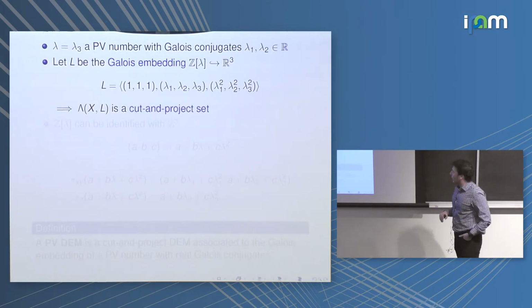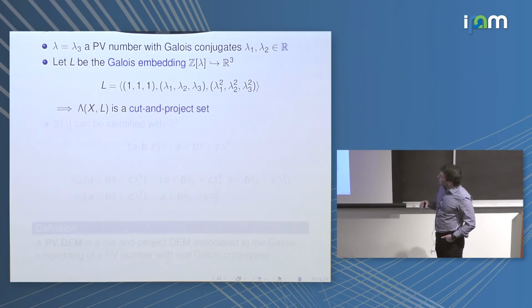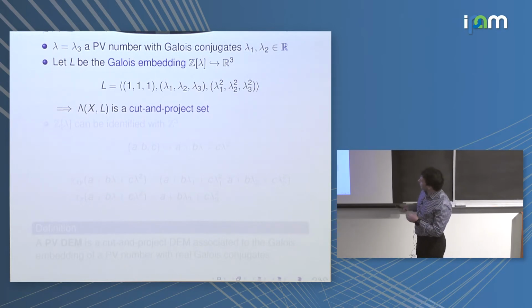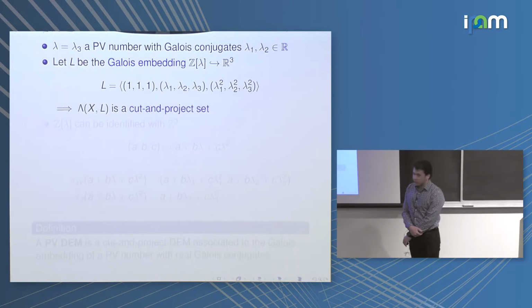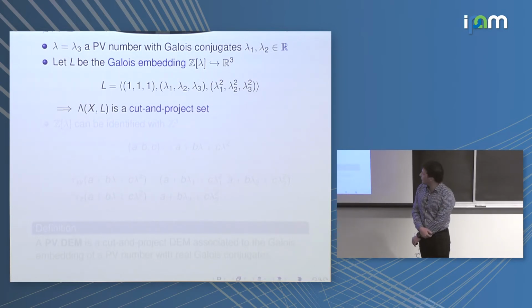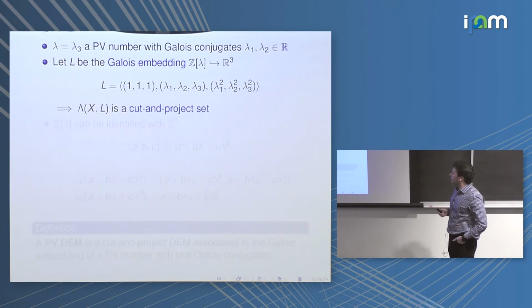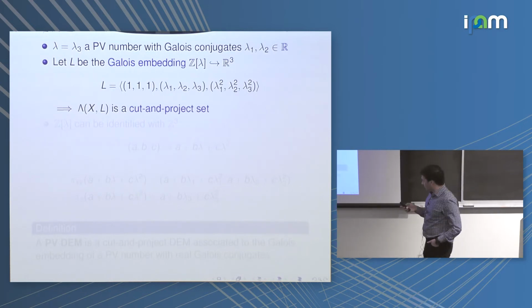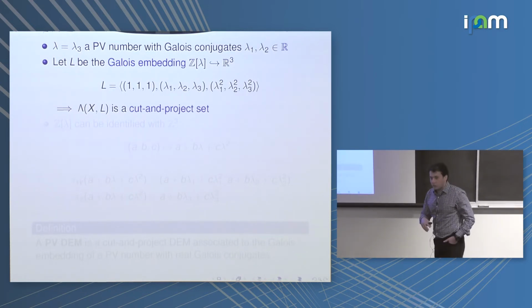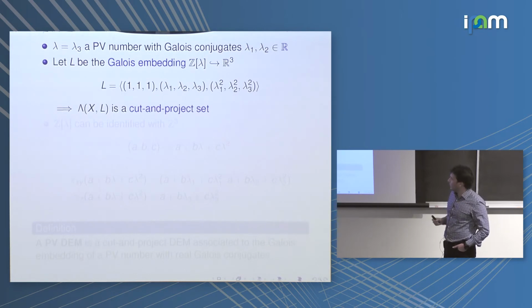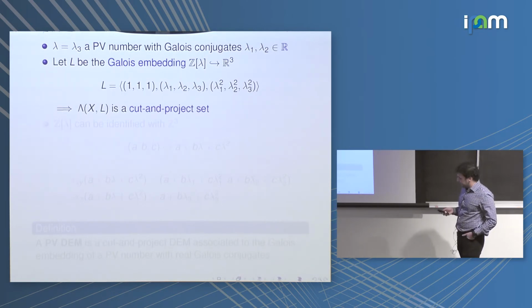And let me explain how to do that. So we'll use this PV number. Let lambda equal lambda 3 be a PV number whose Galois conjugates are real. And our lattice is going to be the Galois embedding of Z adjoin lambda into R^3. You can just think about your lattice X as being generated by these three vectors: (1, 1, 1), (lambda 1, lambda 2, lambda 3), (lambda 1 squared, lambda 2 squared, lambda 3 squared). Turns out with this lattice that lambda of X L will always be a cut and project set.